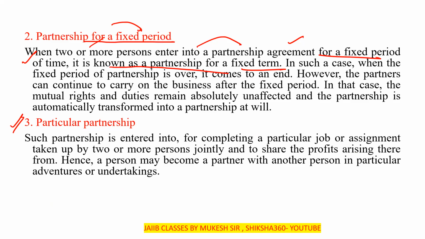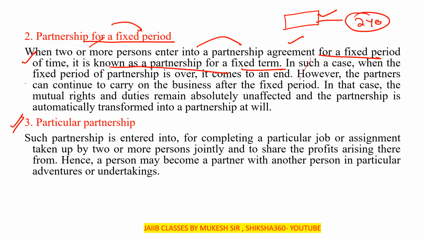In such a case, the fixed period of the partnership could be, say, 7 months, 9 months, or 1 year. Like in a coaching institute, there are 3 teachers who are in a partnership for 2 years for running this institution. After that, the agreement for 2 years gets resolved.